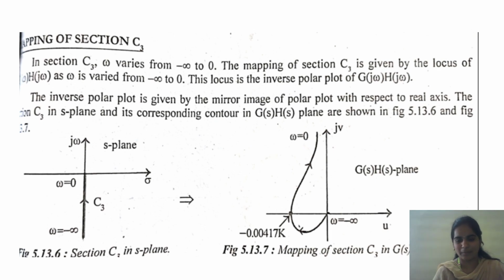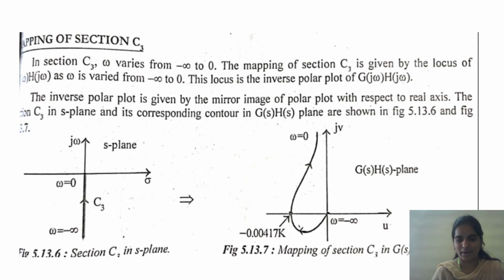C1 is the normal polar plot. Here is the inverse polar plot of G(j omega)H(j omega). The inverse polar plot is given by the mirror image of the polar plot with respect to the real axis. This is section C3 in the s-plane, from omega equals 0 to omega equals minus infinity, in the upward direction of j omega. This is a reverse plot.